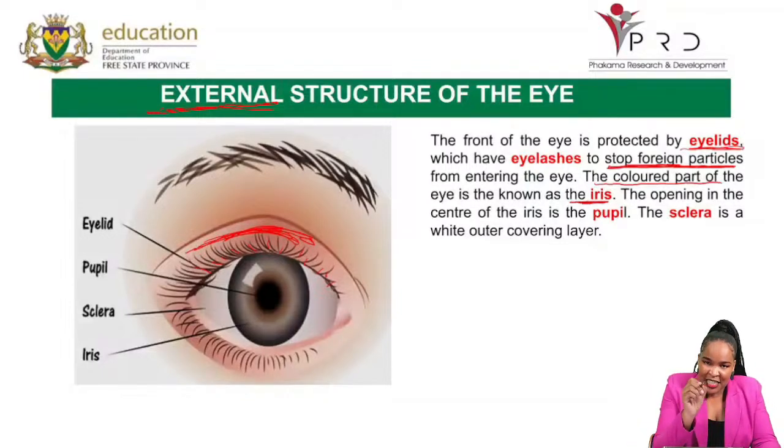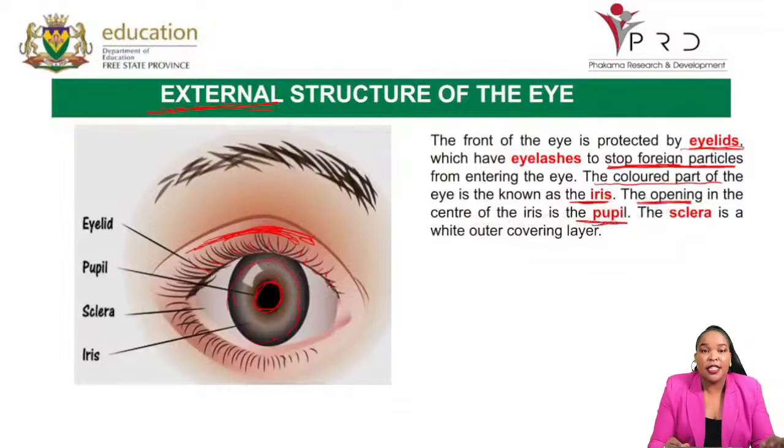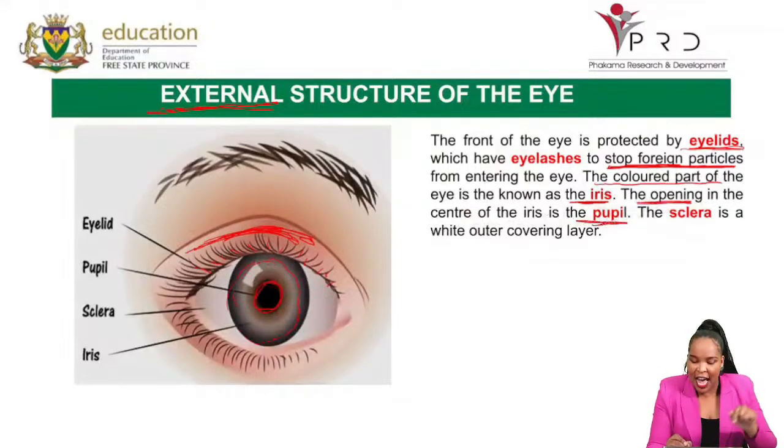And then just in the middle of the iris, which is the colored part of the eye, you see there is an opening. That opening is called a pupil. A pupil is the opening that is surrounded by the iris.